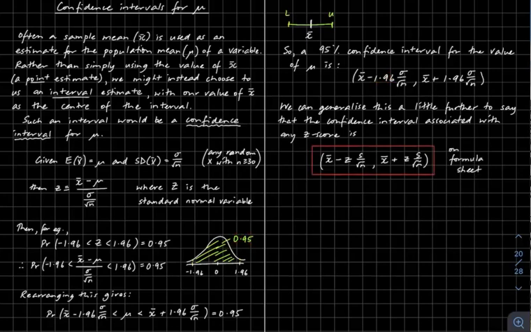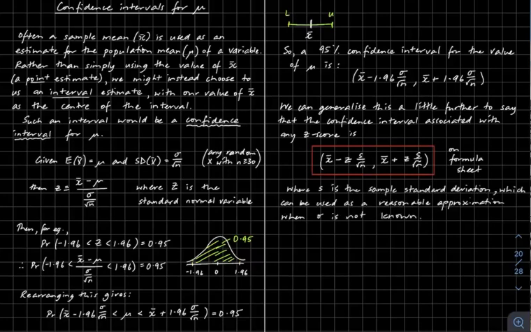Now that is on your formula sheet. That is the formula for a confidence interval. I should say that's got an S there rather than a sigma. So it's perfectly acceptable to use S as a reasonable approximation for sigma when we don't know sigma. Obviously, if we know sigma, we can use that.